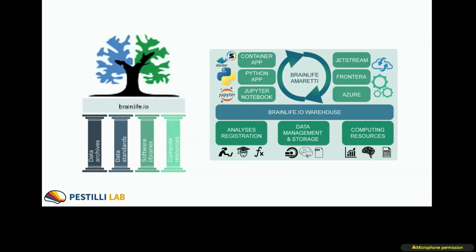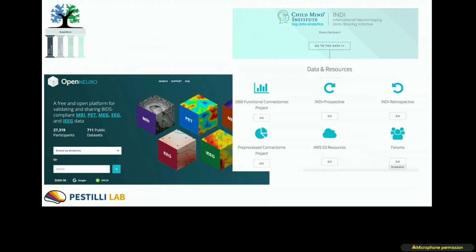BrainLife is supported by 4 main pillars: data archives, data standards, software libraries, and compute resources. I'm not going through this workflow, but we handle a lot of infrastructure to be able to deliver to you this end-to-end solution. In the first pillar, data archives, we have full integration with OpenNeuro and other datasets, such as the one from the Child Mind Institute, in which you can visualize different kinds of neuroimaging data, and you can import them to your project. So if you want to do, let's say, an extensive study, including several datasets at the same time, you can do it, and you can go through it in our platform.